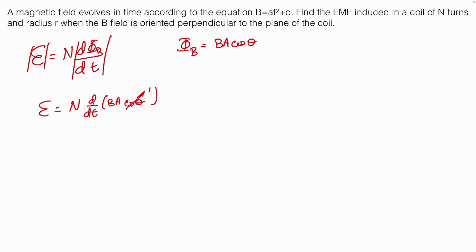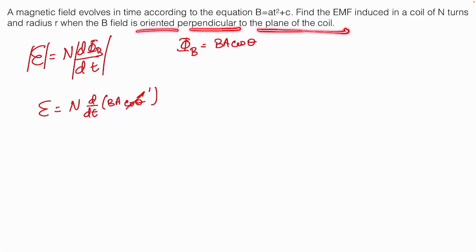We're going to call cosine theta equal to 1, because it tells me the B field is oriented perpendicular to the plane of the coil. Wait a second, Mr. Balogh, if it's perpendicular, isn't the angle 90? What's the angle in this dot product? It's the angle between what two things? The field and the area.